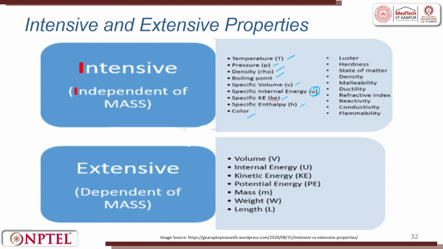When we look into extensive properties: volume, internal energy, kinetic energy, potential energy. So, energy, there are two things. One is Pe, which we have seen already, one is Ke. Right? So, energy, then you will have potential energy, kinetic energy, mass, weight, and length.